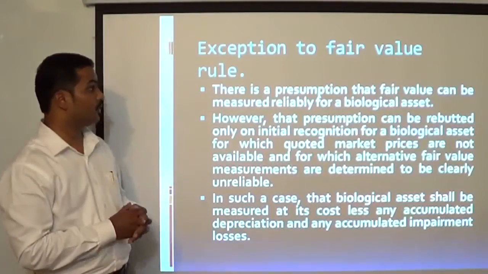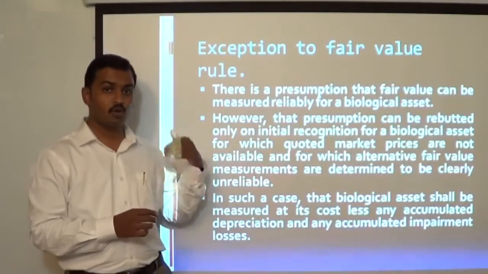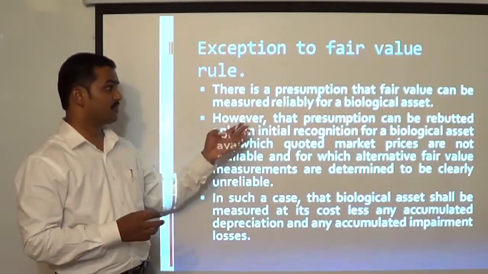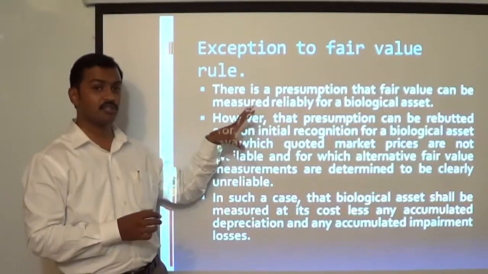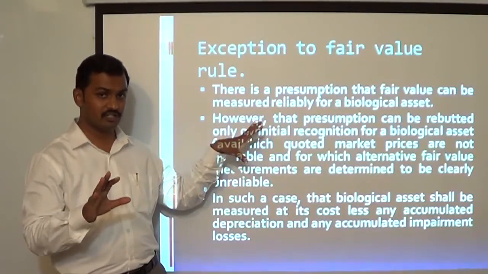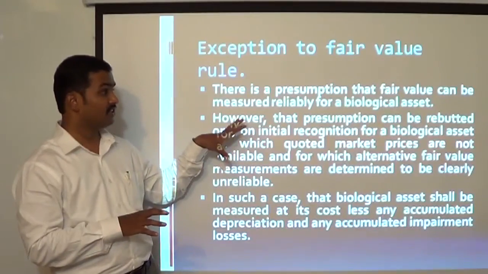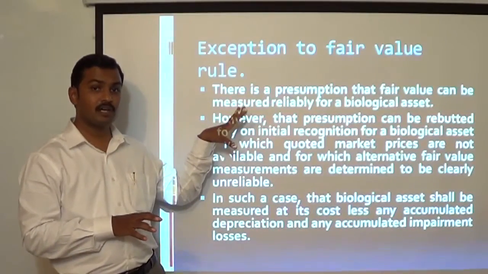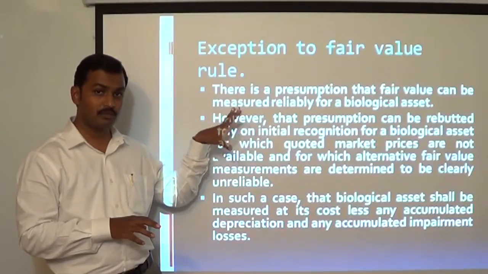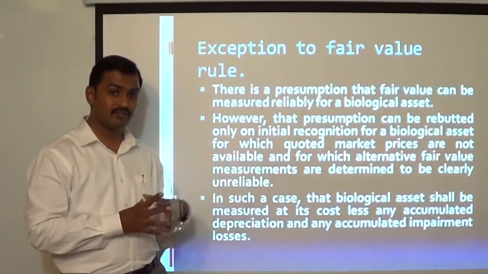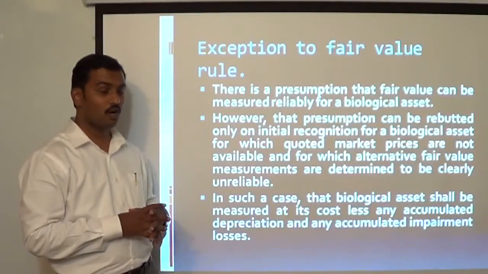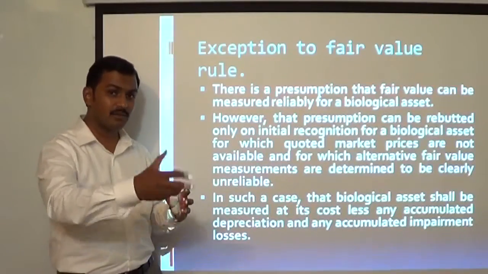Next, exception to fair value rule. There can be a situation where we go against the fair value rule. So there is a presumption that fair value can be measured reliably for a biological asset, but this presumption can be refuted only on initial recognition. So at initial recognition, the presumption that the fair value of a biological asset can be measured reliably can be refuted. That means you have to demonstrate the fact that there is no active market for the biological asset, or quoted market prices are not available.